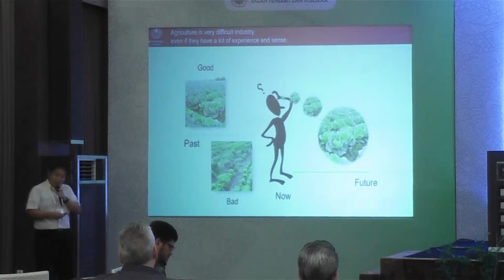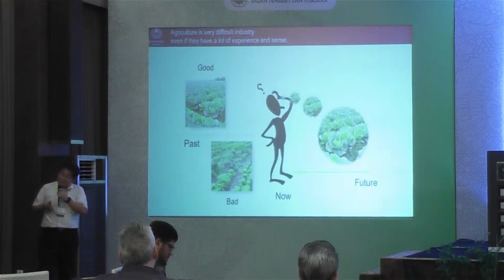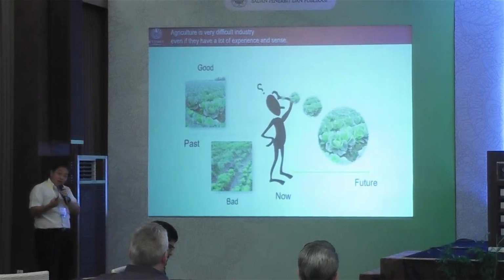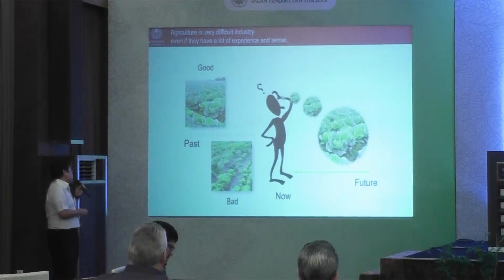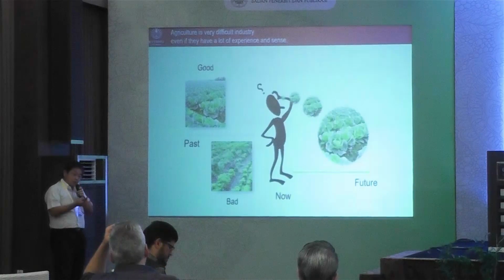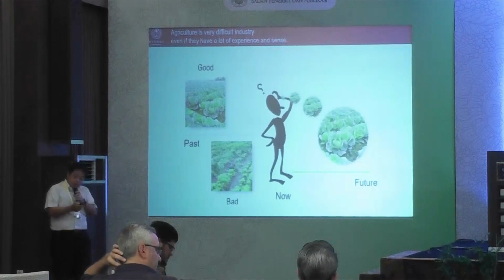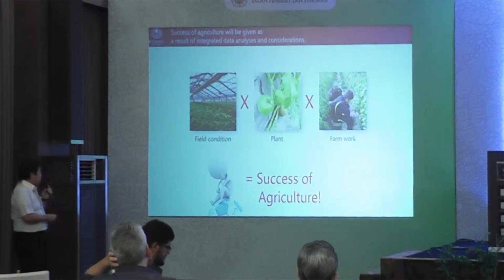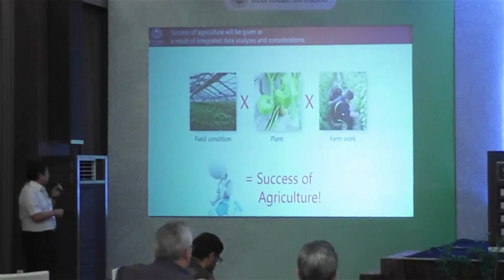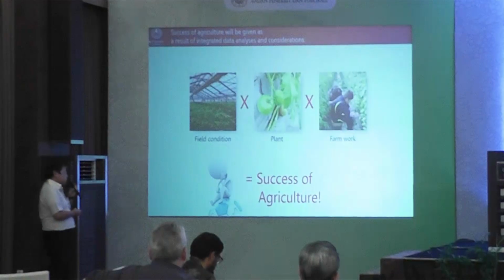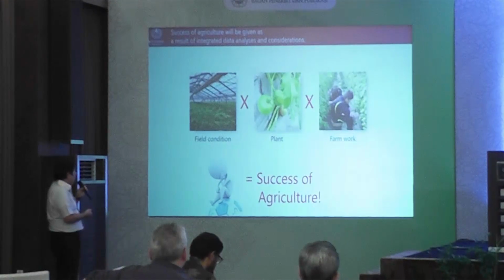You know, farmers sometimes win, but sometimes fail in agricultural production. In the future, they don't know whether they can win or fail. So I want to consider three topics today. I only consider the field condition and plant estimation.